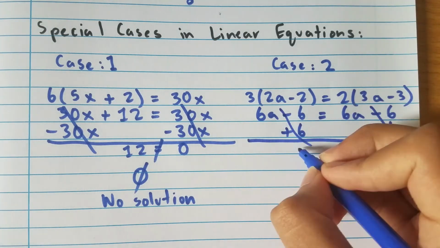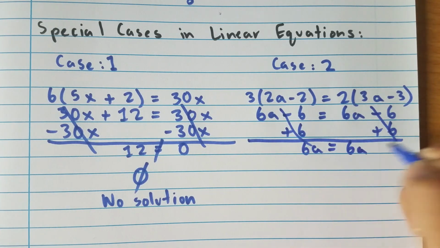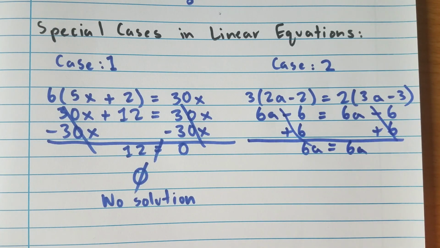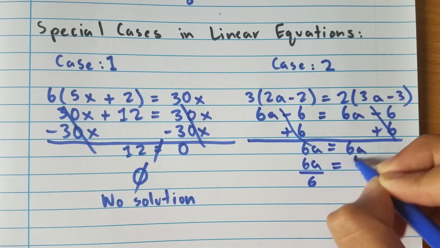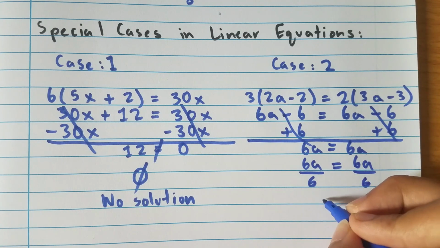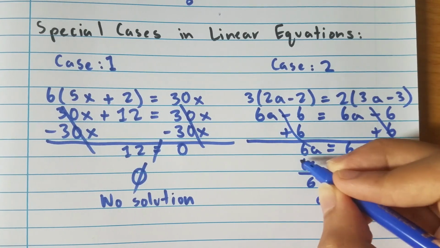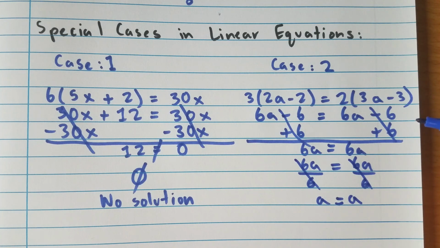We can add 6 on this side and do the same on this side. And if we do that, we arrive at an equal equation again. We have 6a equals 6a. So let's divide each of the sides by the coefficient. And if we do that, we get a equals a, as the 6's cancel out. So here we know that this is a true statement. A does equal a.